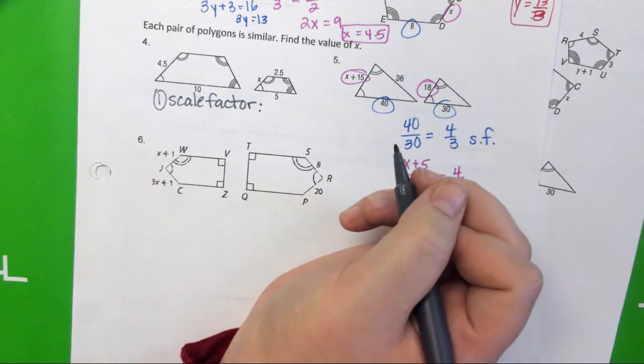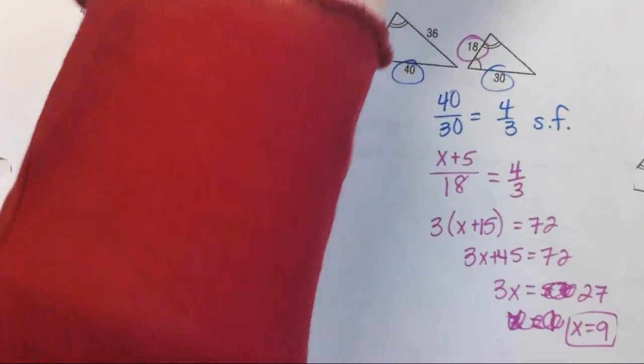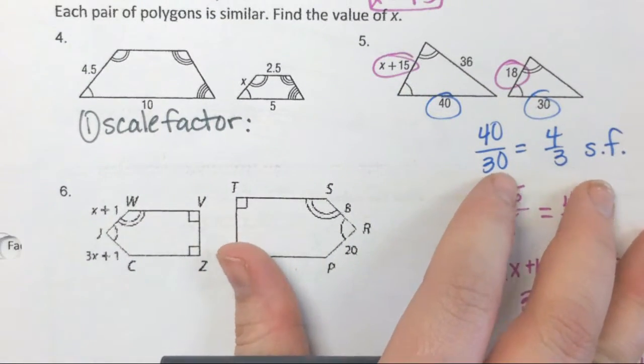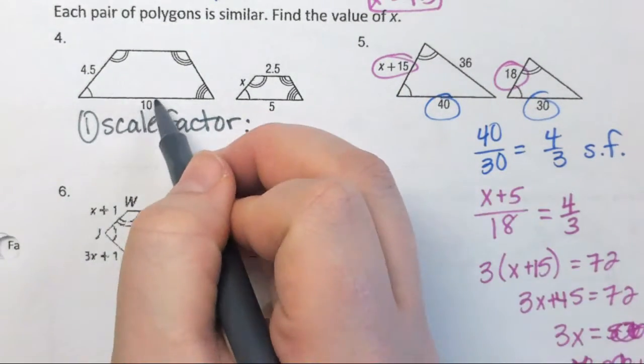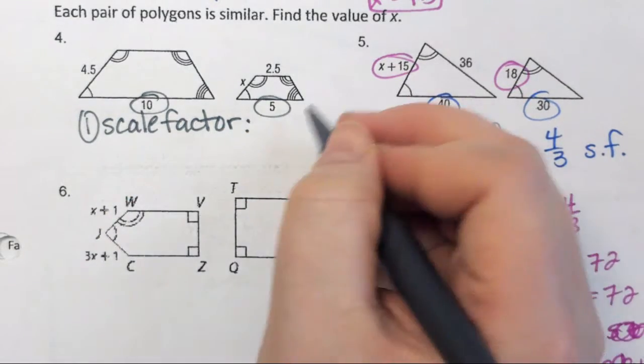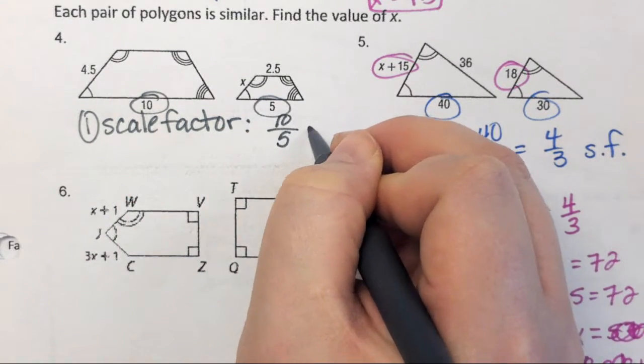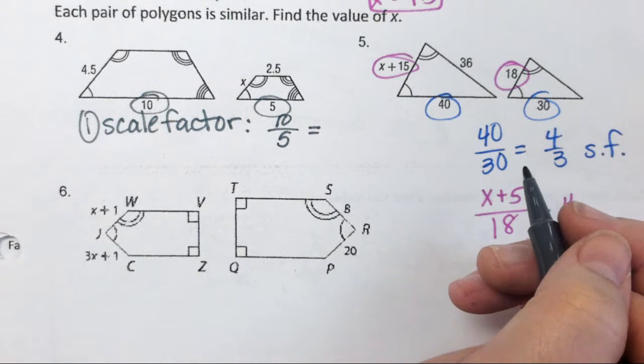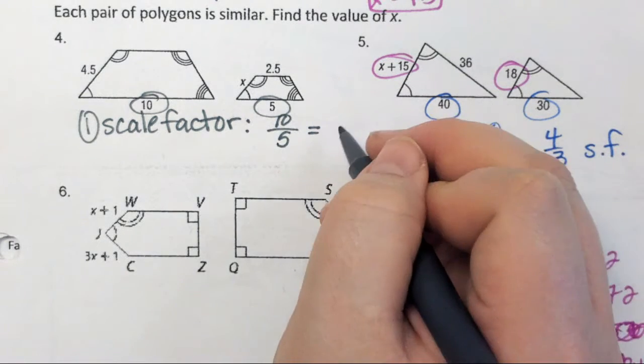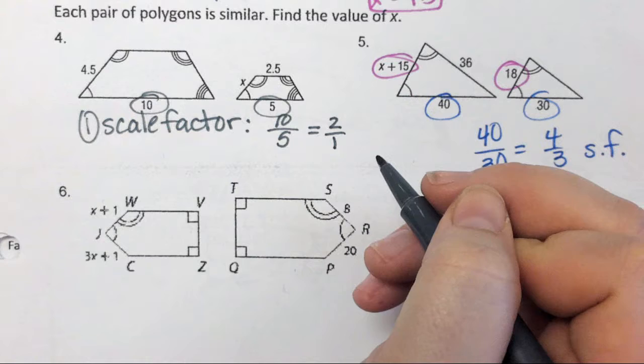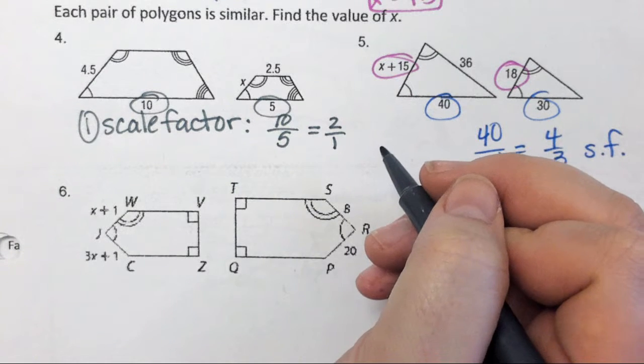So I'm going to use the two sides that have numbers. In this case, I'm going to use 10 and 5. So 10 over 5. I get that that reduces to just 2. But I'm going to leave it as 2 over 1 because I'm wanting to eventually cross multiply, so I need someone in the top and the bottom.